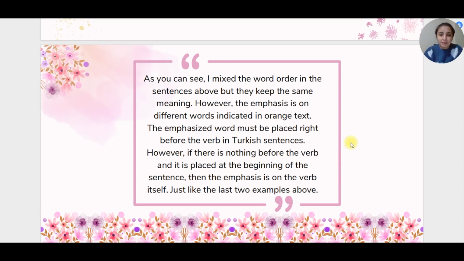Let's read it, what it says. As you can see, I mixed the word order in the sentences above, but they keep the same meaning. However, the emphasis is on different words indicated in orange texts. The emphasized word must be placed right before the verb in Turkish sentences. However, if there is nothing before the verb and it is placed at the beginning of the sentence, then the emphasis is on the verb itself. Just like the last two examples above.